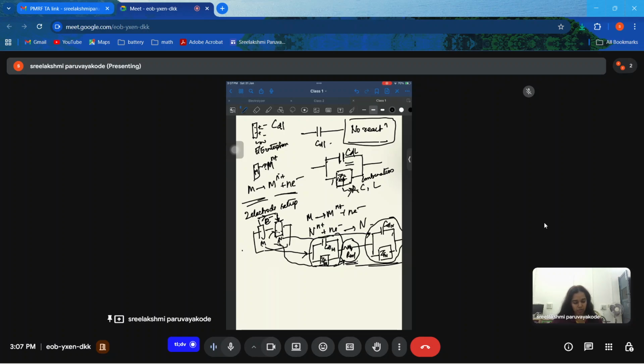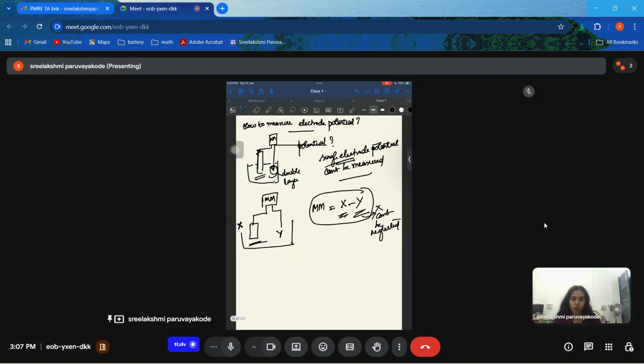Now, in a two electrode setup, we will have a double layer capacitance and a Faradaic impedance in parallel for the two electrodes. That is one for M and one for N. And besides that, there will be some drop in potential across the electrolyte because resistance is offered by the electrolyte. So that is represented by the solution resistance.